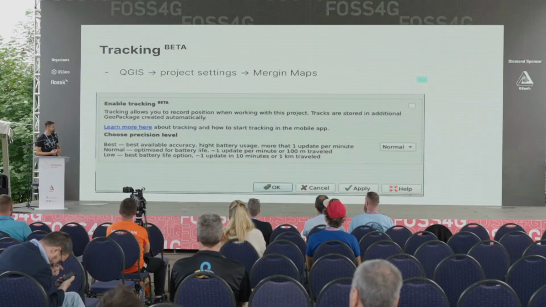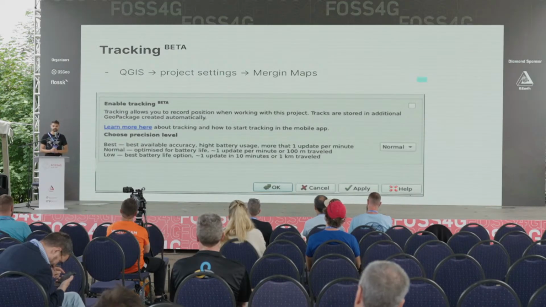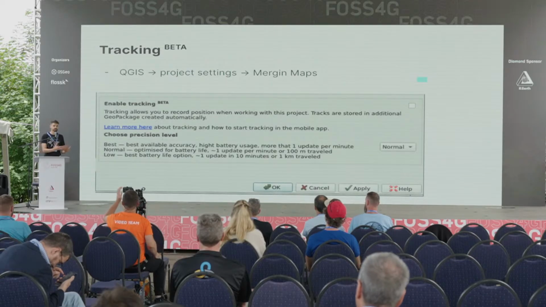Right. So as Peter mentioned, the tracking is not going to be enabled by default, to keep the user interface simple, but you will need to go to the QGIS project to set it up. If you go to QGIS project properties, then Merging Maps, you will find a new box called tracking here. And you will be able to set up how often you want to see position updates.